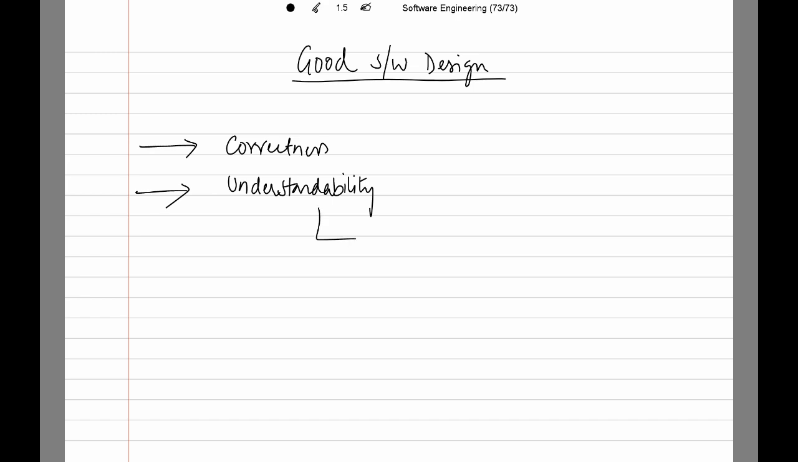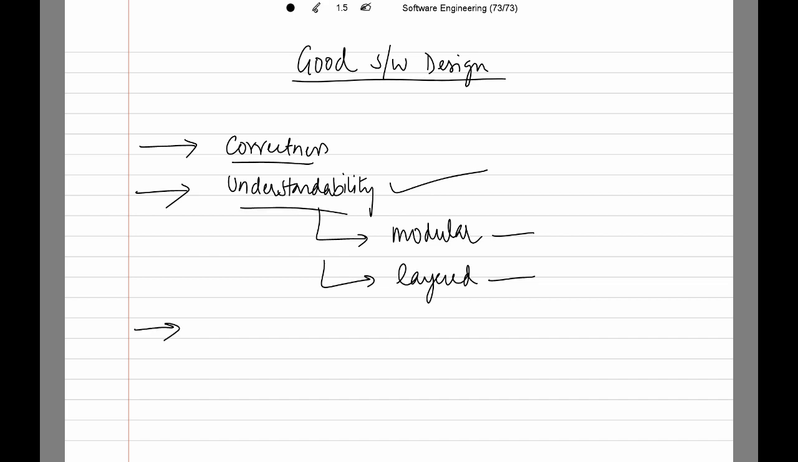Now with understandable come two different words. One is called modular and the other one is called layered. Now if your design is modular and if your design is layered, then automatically it is a design which is easily understandable. What exactly is modular and what exactly is layered, I will be telling you in the next class, or probably, if we have time, in the same class itself. But for now, just remember that correctness and understandability are two important characteristics of a good software design, and the third one is efficiency.